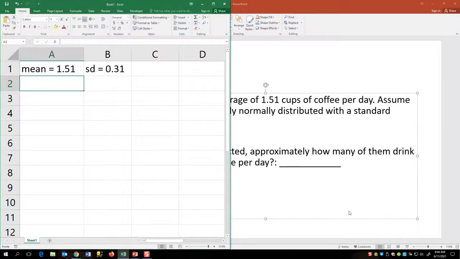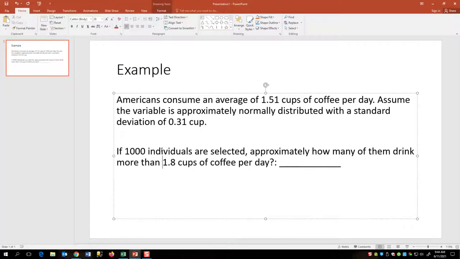There we go. Now it's a little bit confusing on this one because when you read it, if 1,000 individuals are selected, approximately how many of them drink more than 1.8 cups of coffee per day? So it's a little tricky on this one. The idea is, well, we need to know what percent of people drink more than 1.8 cups of coffee per day. For example, if we know 50% of people drink more than 1.8 cups of coffee per day, then we can take that percent and multiply it times 1,000, and we'd find 500 people drink more than 1.8 cups per day. So first, let's find the percent that's given here.